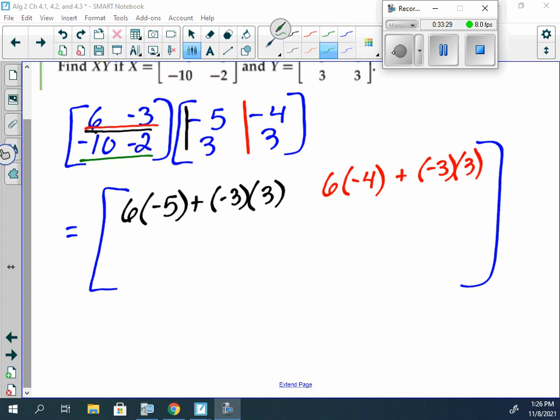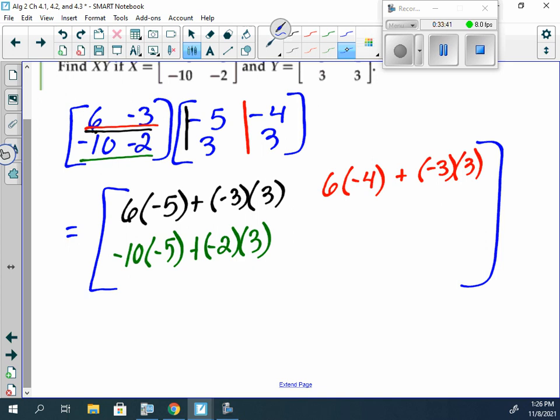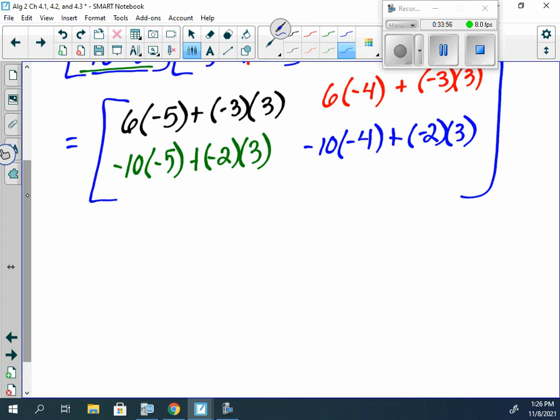So what we'll do next is -10 times -5 plus -2 times 3. And last but not least, we'll do this again with -4 and 3. It becomes -10 times -4 plus -2 times 3. I think some of y'all were able to figure out that pattern already, yes? Questions on this here? So no matter how big the matrix is, if we can multiply it, we do the same thing for every single element.